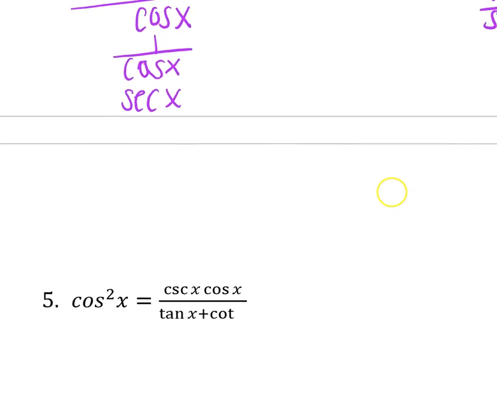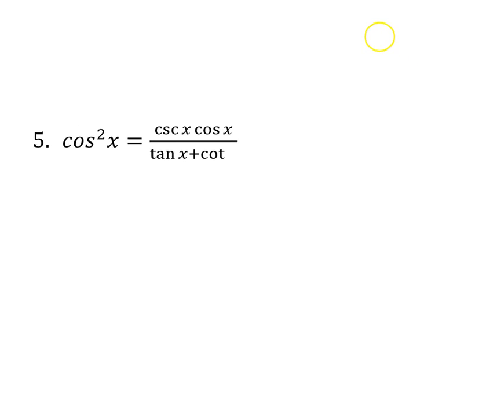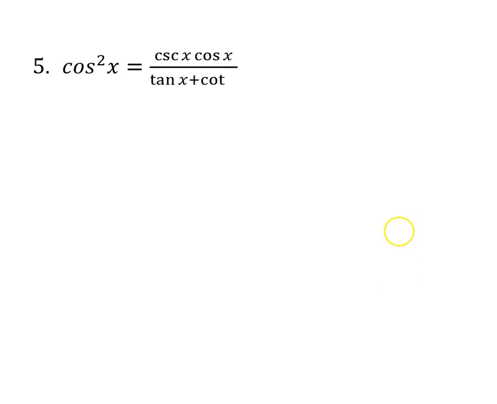Now coming down here to number 5, cosine squared x equals cosecant x times cosine of x all over tangent of x plus cotangent of, whoopsies, x. My x fell off there. All right, so the more complicated side in this one actually looks like the right-hand side, so that's where I'll start. I'm going to start rewriting things in terms of sine and cosine.